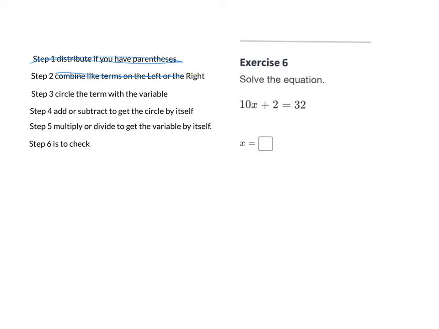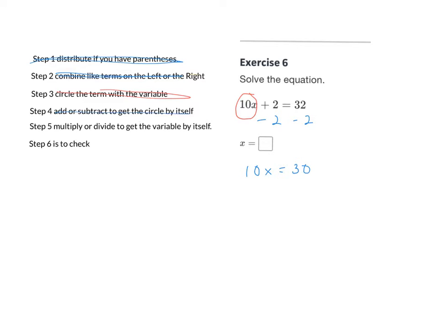Circle the term with the variable. So we're going to start there. So I'm going to circle 10x. And now to get the circle by itself, we need to add or subtract. And so we're going to be doing the inverse of plus 2. The inverse of plus 2 is minus 2. I'm going to subtract 2 on both sides. That gives me 10x is equal to 30.